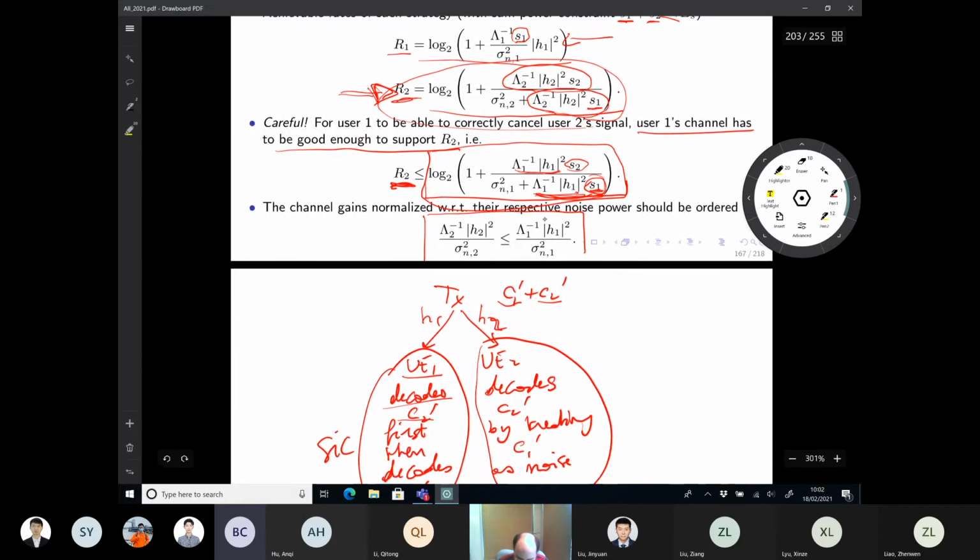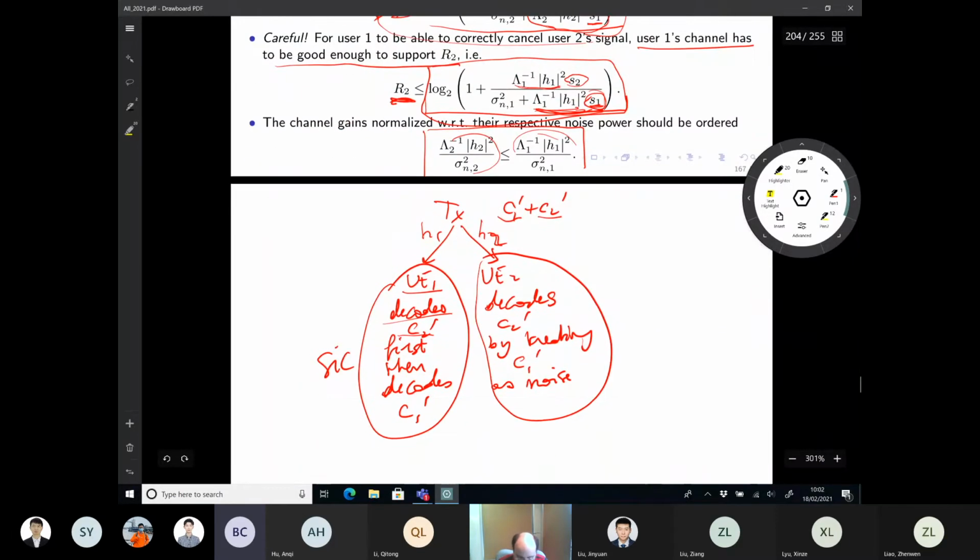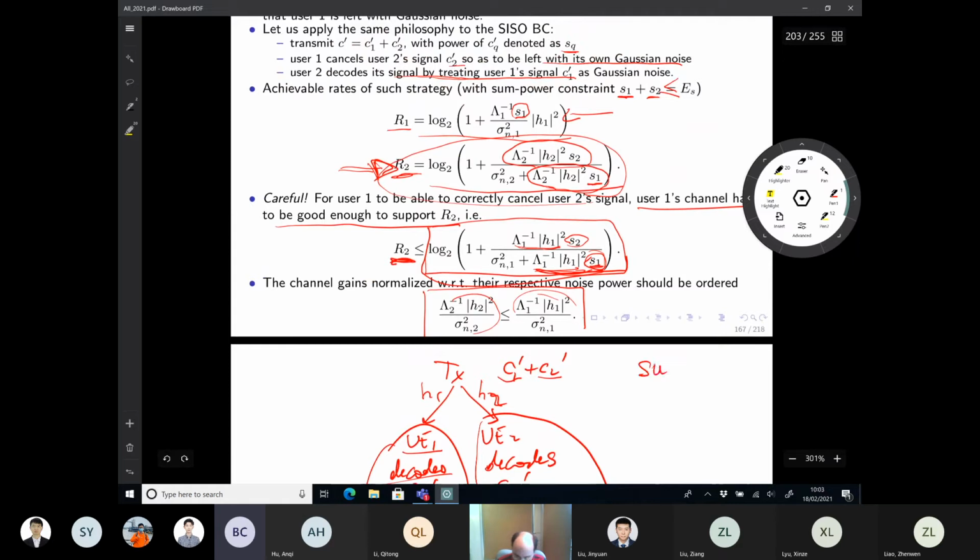So if the channel of user 1 is stronger than the channel of user 2, then indeed user 1 will decode the message of the other user. The strong user will decode the message of the weaker user, and then the strong user will decode his own message. The weak user will simply decode his own message by treating the message of the strong user as noise. Okay, so this is called superposition coding with successive interference cancellation, right? That's the original name.